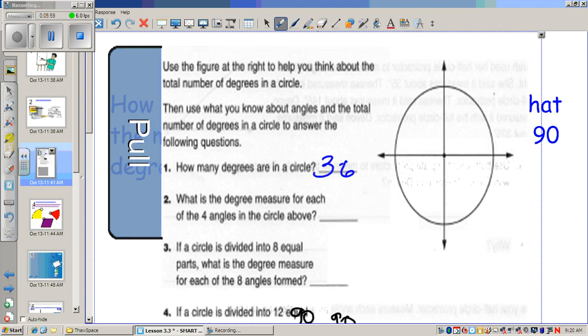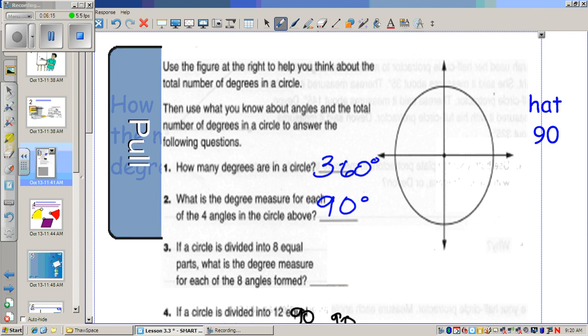Sorry, I cut off my line. And then when you put in the degrees, you just use a little circle. What is the measure for each of the angles in a circle? And we just talked about that too, that they each equal 90 degrees. So we're going to put in 90.